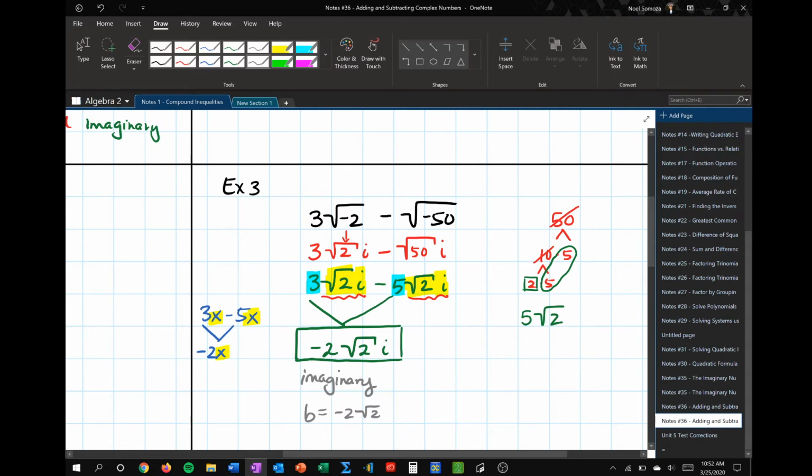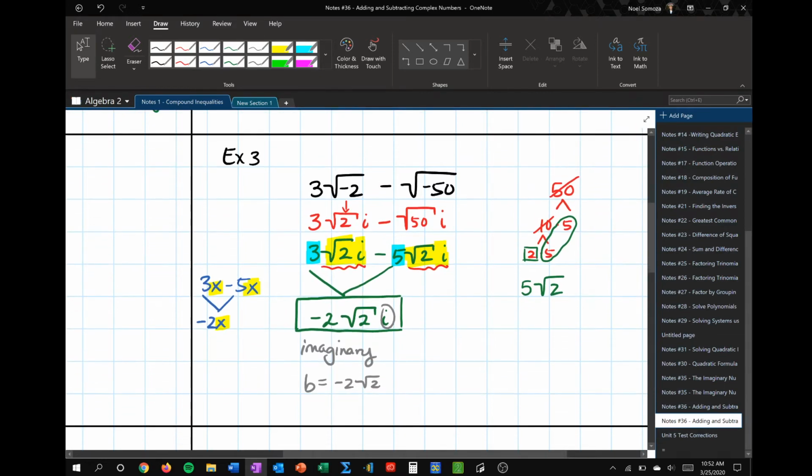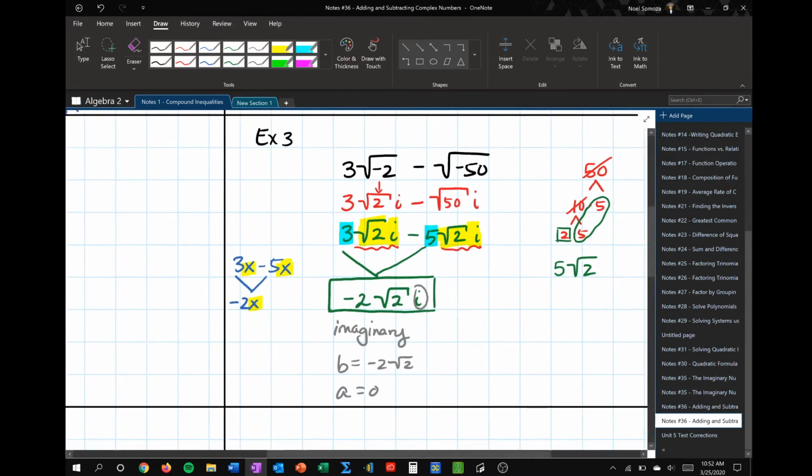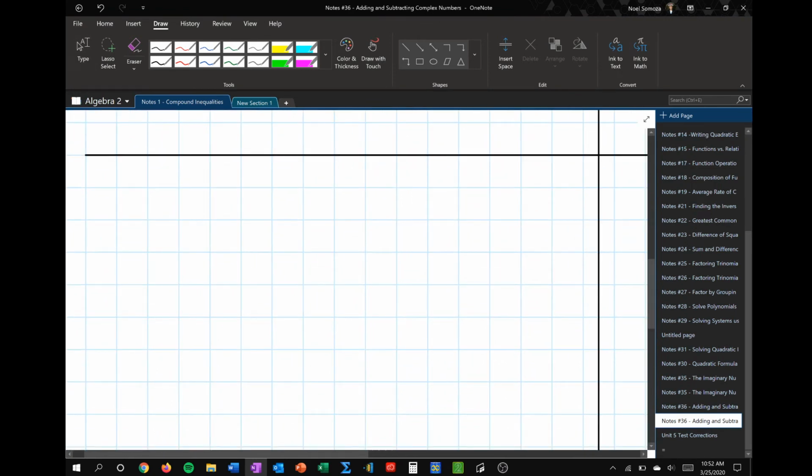That is a real number, because if you were to type that into a calculator, you get a decimal. What makes it imaginary is the I sticking behind it. In this case, a would be 0. There is no a there. So it's a complex number, but it's just imaginary. Any questions on that? Drop it in the chat and I'll try to come back to it.